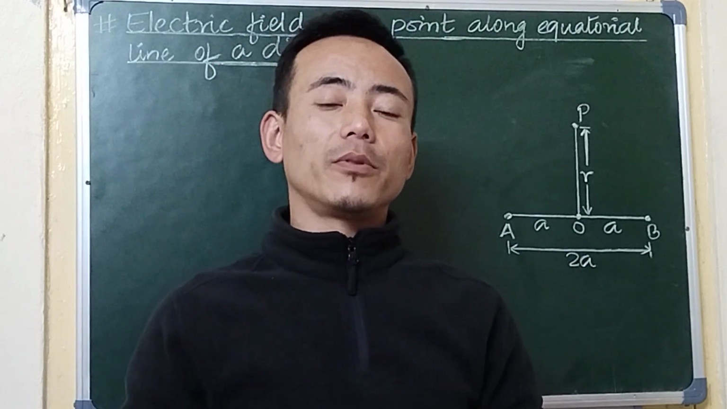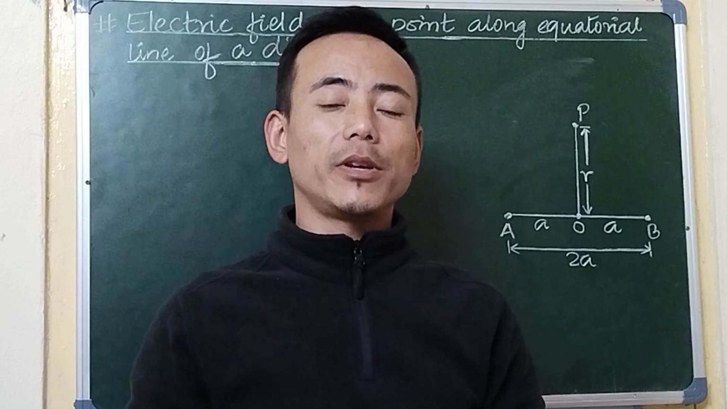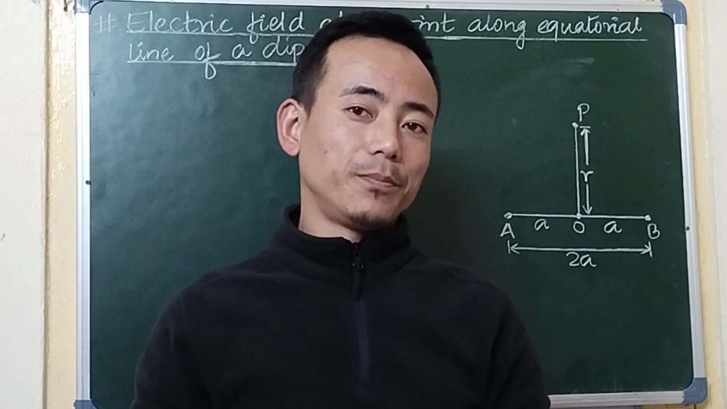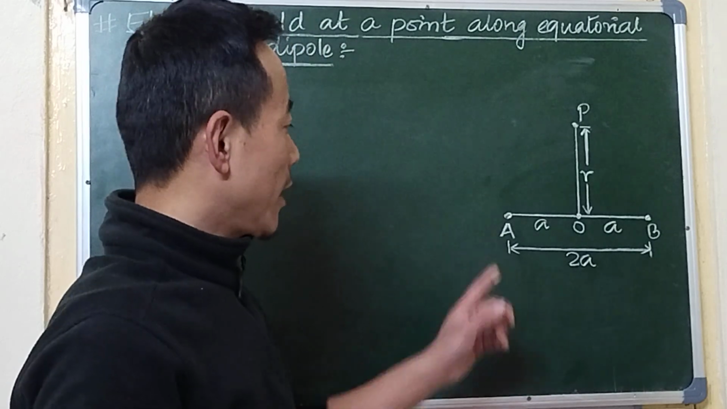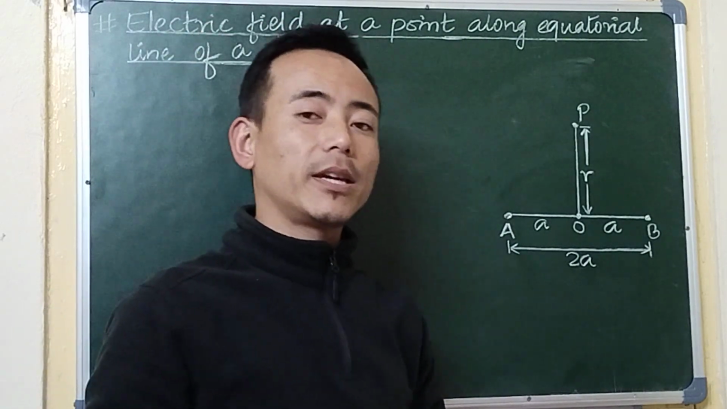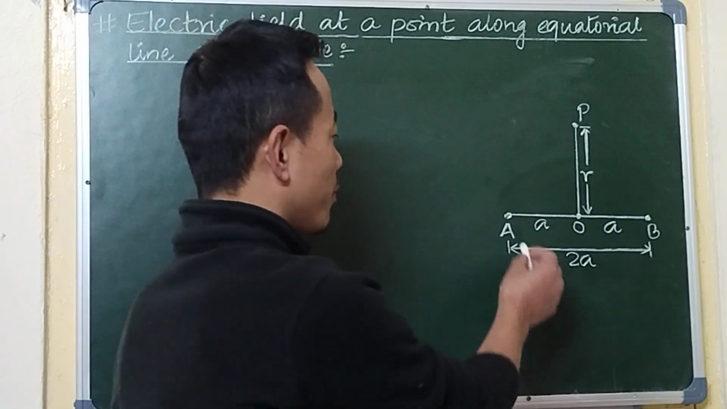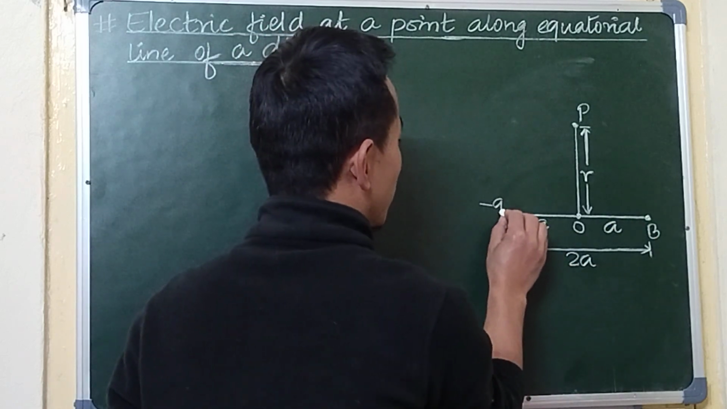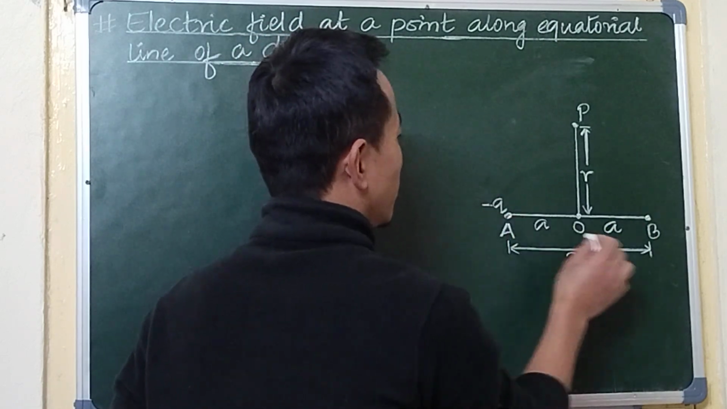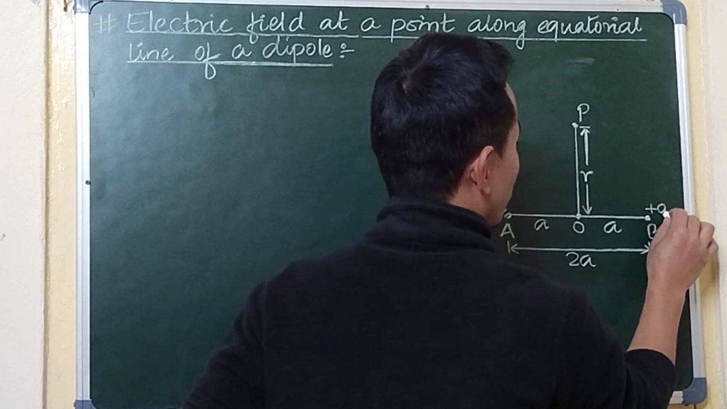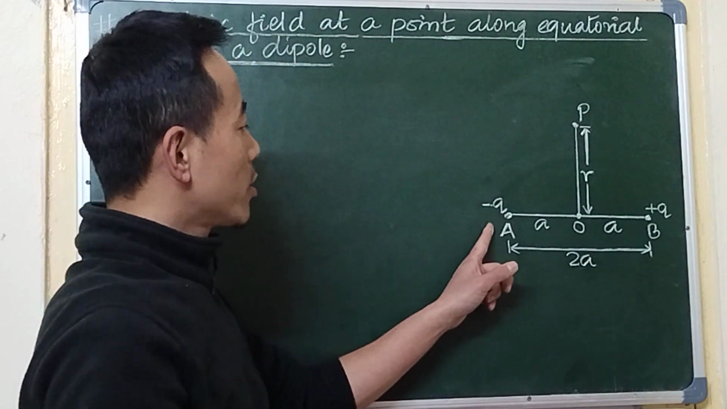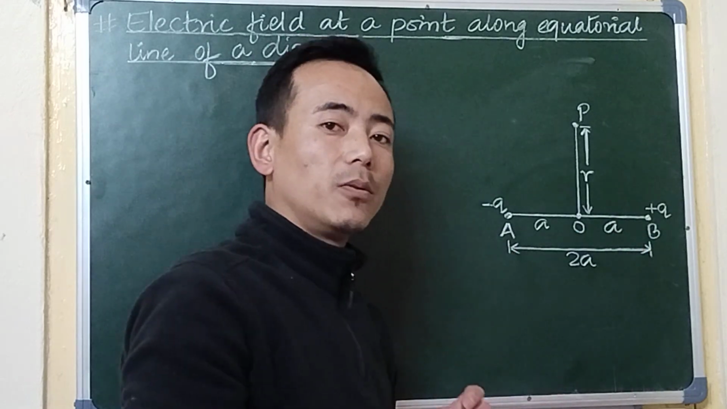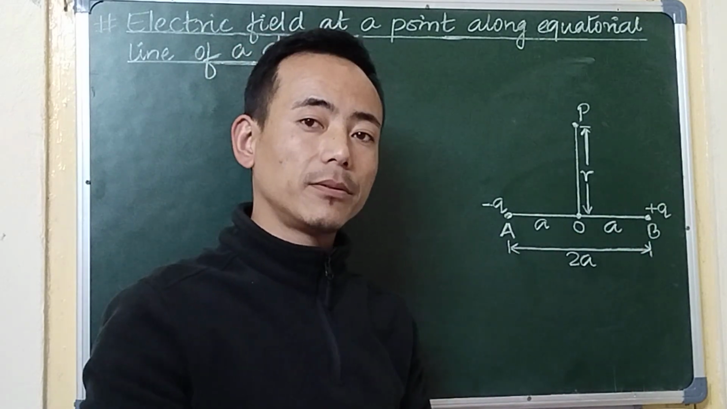So today we are going to derive the equation for electric field along the equatorial line of a dipole. So here in the diagram you can see that we have an electric dipole AB. Alright, so this dipole has minus Q charge at A and plus Q charge at B. And these two charges, minus Q and plus Q, are separated by a distance of twice A, which is also called the dipole length.